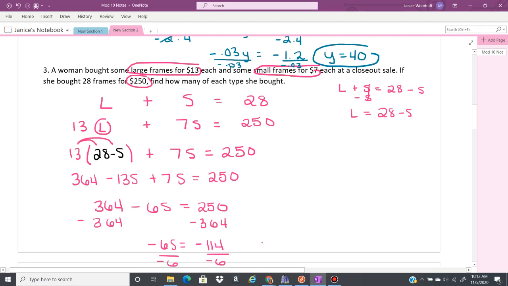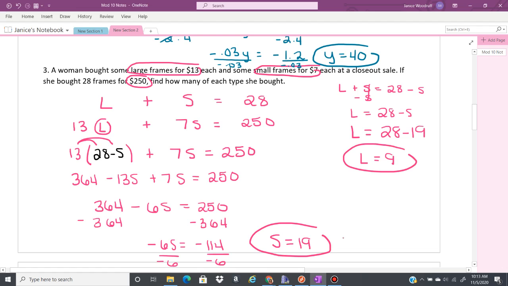That's going to give us 19. So we bought 19 small frames, which means large frames we bought 28 minus 19, which would give us 9. So we bought 9 large frames at $13 each, 19 small frames at $7 each, and we spent $250.